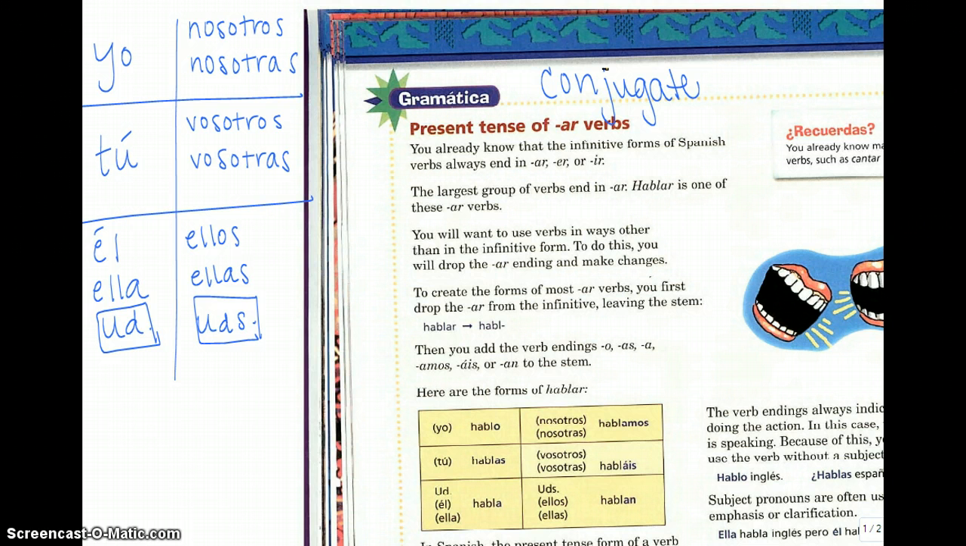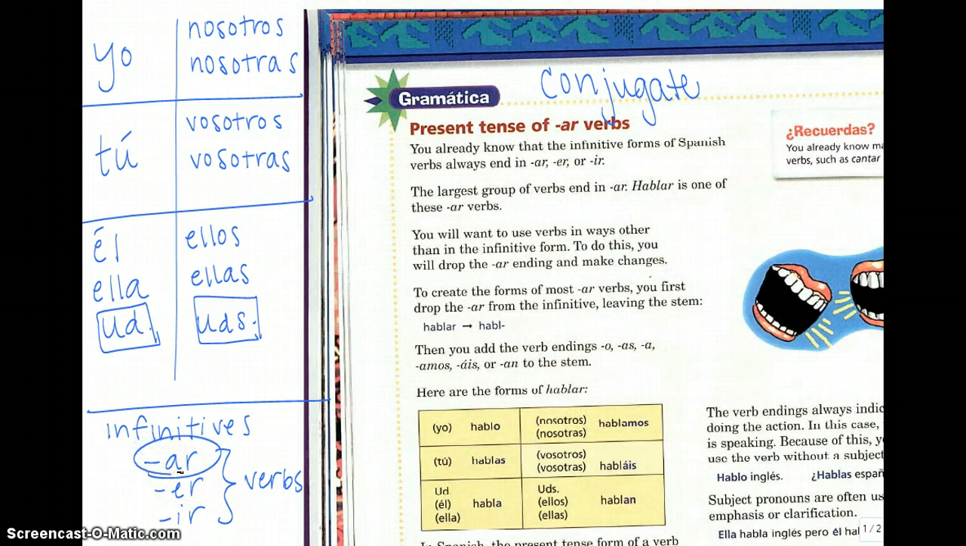So remember, we learned that we have 3 kinds of infinitives, right? We have AR, ER, and IR verbs. All verbs fit into one of these 3 categories. Well, today we're going to learn how to conjugate AR verbs, which means we're going to learn how to take a verb, for example, hablar, which means to talk.